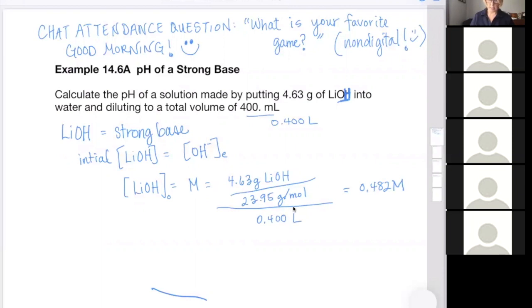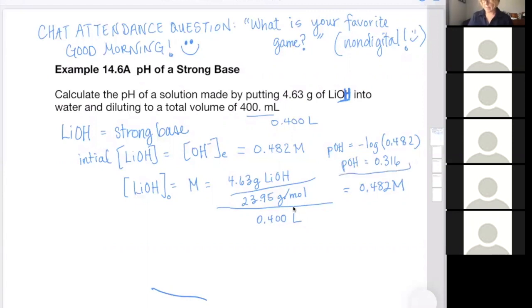Initially, you can put a little 0 here so that we know this is the initial concentration of the lithium hydroxide. And since the initial is equal to the equilibrium concentration of the OH, we know then that it's going to be 0.482 also. And then we just do the pOH instead of the pH, so the negative log of the hydroxide concentration. And pOH then, if you do that calculation, is 0.316.